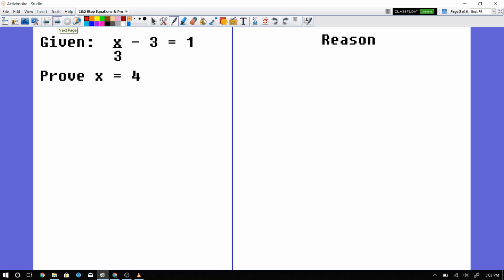So this one looks a little bit different. It's got division in it. I'm going to start with writing down the problem and then going over to the reason as to how I got that. First step is because it was given.